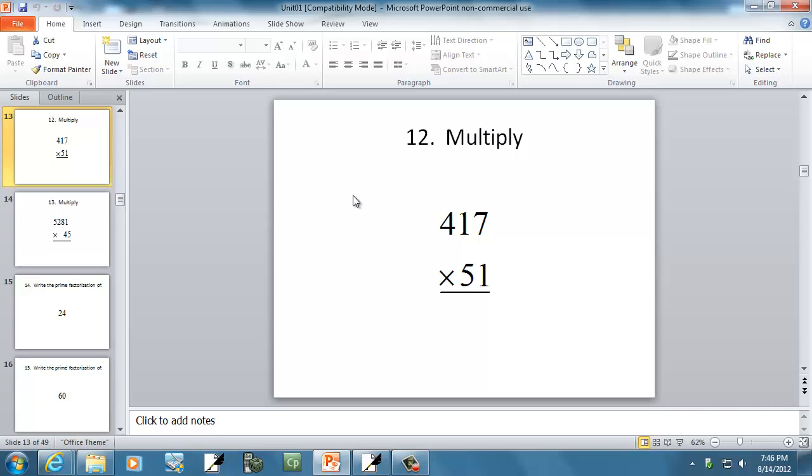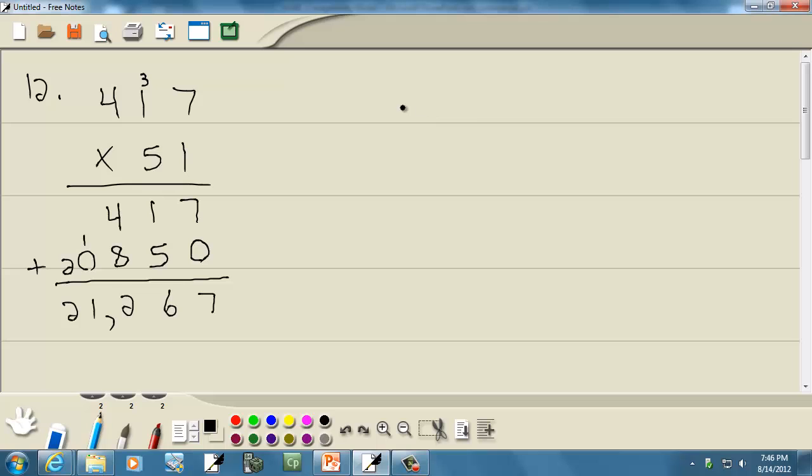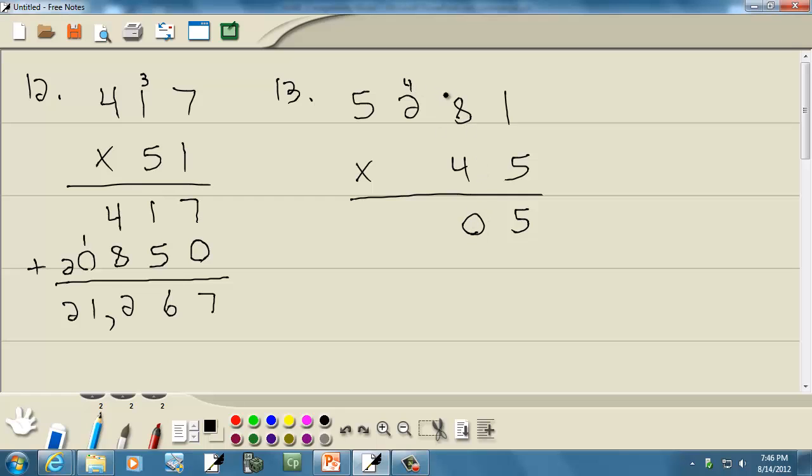One more multiplication. 5,281 times 45. Again, I'm going to start with this digit here. 5 times 1 is 5. 5 times 8 is 40, so I put the 0 here and I carry the 4.